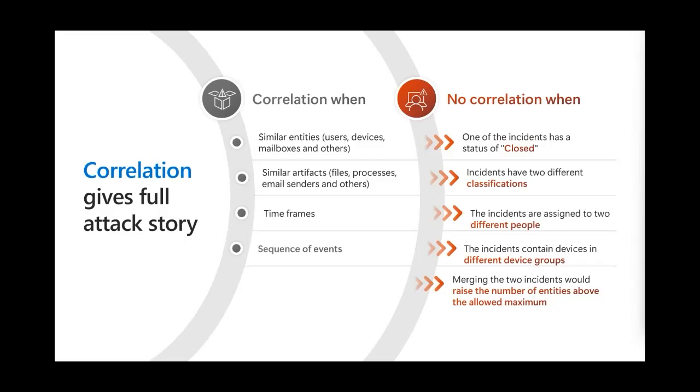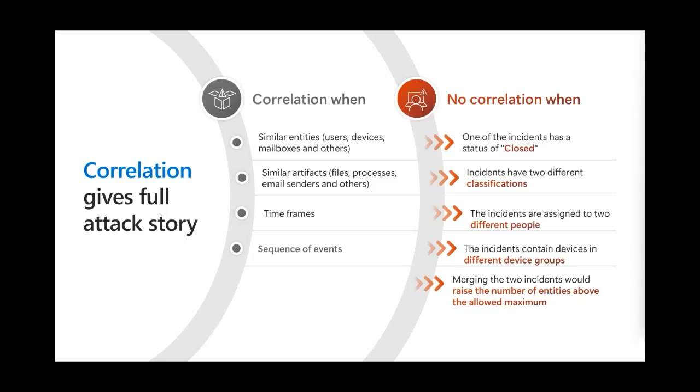We merge when artifacts overlap. Think of files or processes. And of course, time frames are also an important condition. We don't want to merge ancient incidents with new alerts. And for example, sequence of events is another thing that we keep track of. So sequence of events can point to a multi-stage attack, which is of course also a good reason to merge. Think of someone clicking a malicious email event, which was preceded by an alert about a phishing campaign.